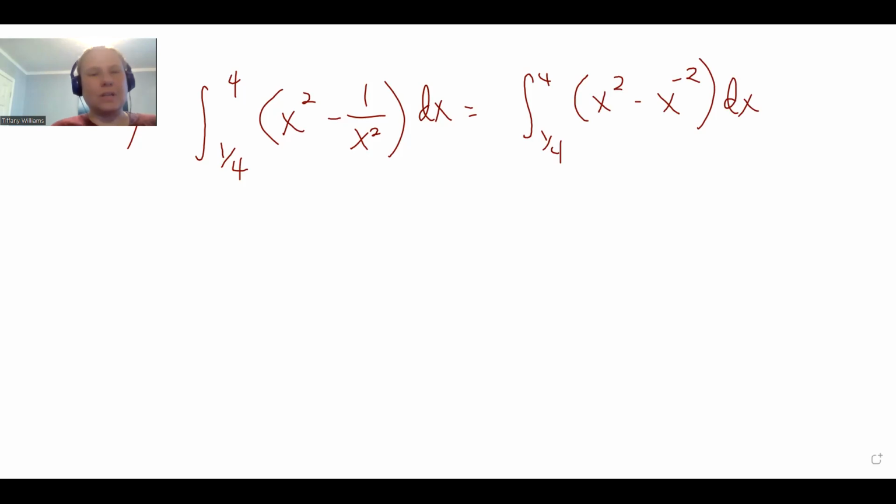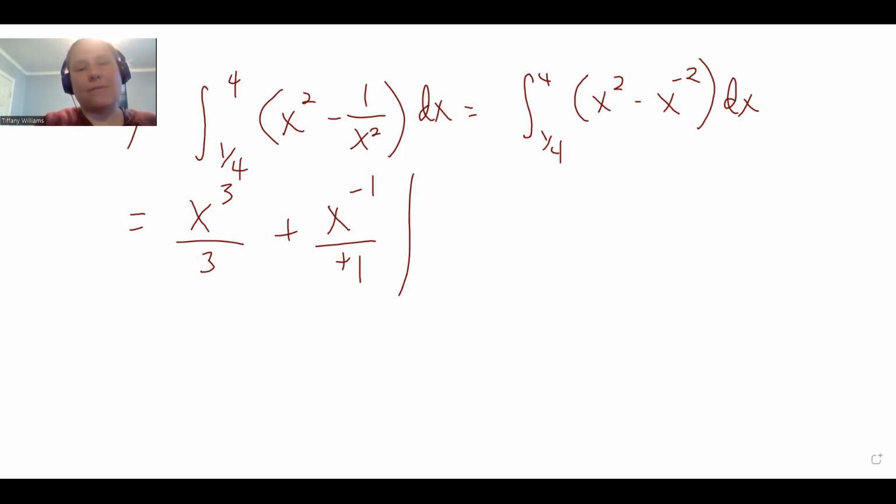Okay, so using part 2 of the fundamental theorem of calculus, I'm going to say the integral of x squared, remember, is going to be x cubed over 3: add 1 to the exponent and divide by the new exponent. Minus, add 1 to your exponent. In this case, my exponent is -2, so we get x to the -1 divided by -1. That's going to make a sign change for me, so this is really going to be plus a positive. The 1 on the bottom doesn't do anything. And then I'm going to evaluate that from 1/4 to 4.